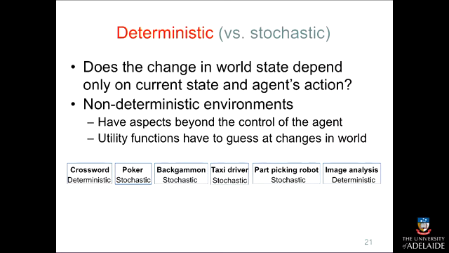How did you go? I reckon crossword is deterministic. Poker pretty clearly is stochastic. Backgammon is stochastic because we can't control how the dice are going to land. Clearly we can't control the rest of the world, other drivers. We can't control dogs running out in front of us and so forth. Part picking robot, I think this one's up for debate. It could be stochastic, it could be deterministic, depending on how good our robot is and so forth. For a real implementation, it's probably going to be stochastic. Image analysis could well be deterministic. We put the same image into our program, the likelihood is we'll get the same output every time.